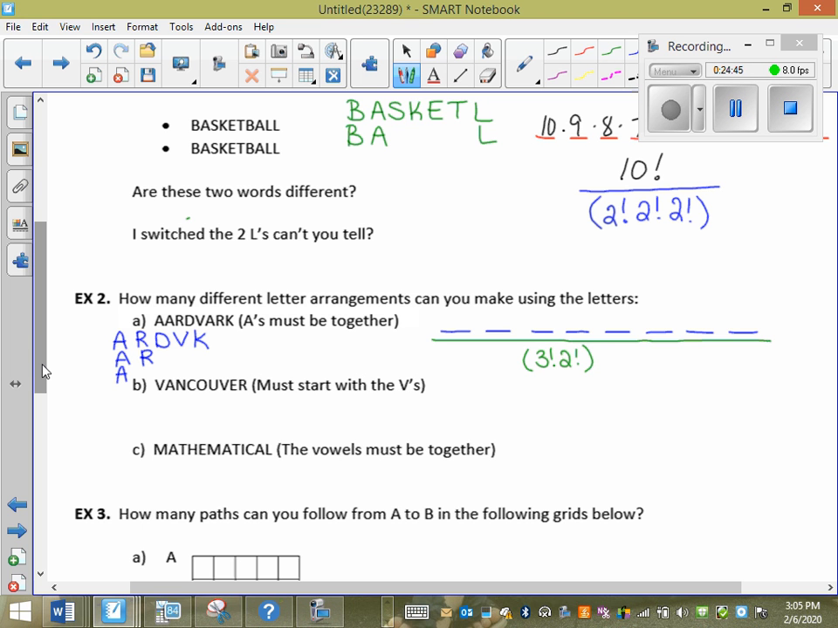That's our stipulation. Remember I told you on the top we treat everything like they actually are different. So we're going to treat the A's like they're different. We're going to treat the R's like they're different. And then the bottom division gets rid of all those issues. So we're going to put the A's together. We're going to hook them together.